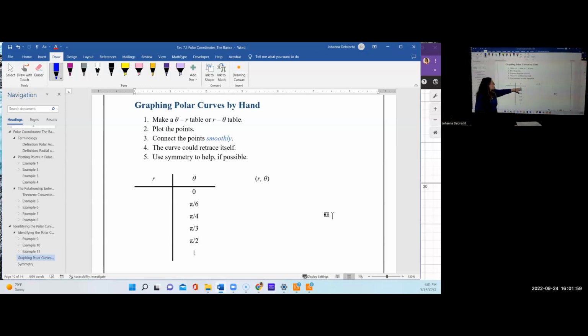So you would basically go through, you would plug in theta equals 0, figure out what R is, plug in theta equals pi over 6, figure out what R is, and so on. Connect the points smoothly. So once you've got them plotted on the polar graph, connect them smoothly. Be aware that the curve could retrace itself. It could come around multiple times. It could hit the same point over and over again like this, where it's coming back here to the center several times. That's a very poorly drawn rose, all right? And we'll see these coming up in our next video. We can use symmetry to help us sometimes.